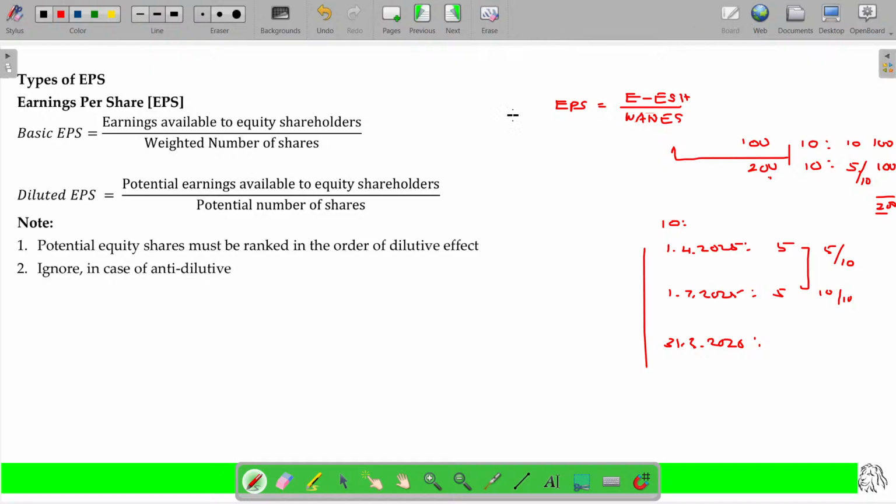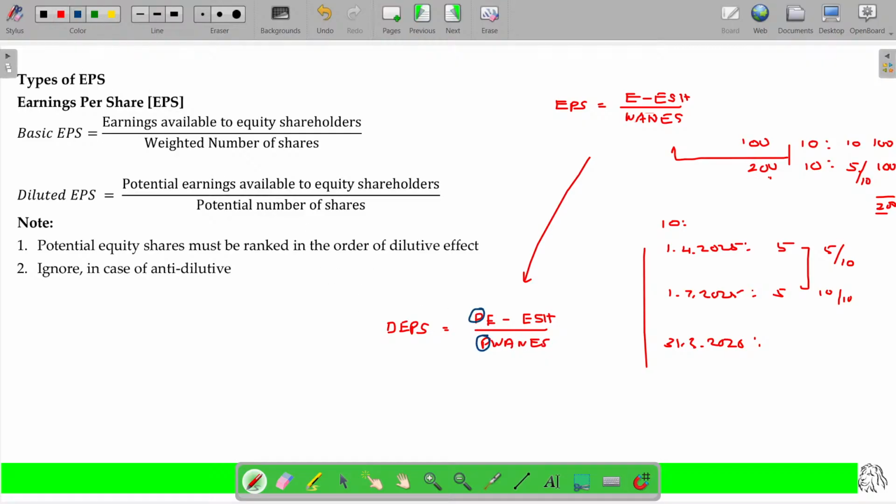Not only EPS, you need to calculate diluted EPS also. Diluted EPS is nothing but the earnings available to equity shareholders replaced with the potential earnings available to the equity shareholders, divided by the potential weighted average number of equity share capital.